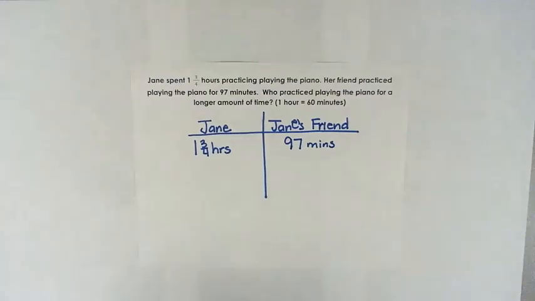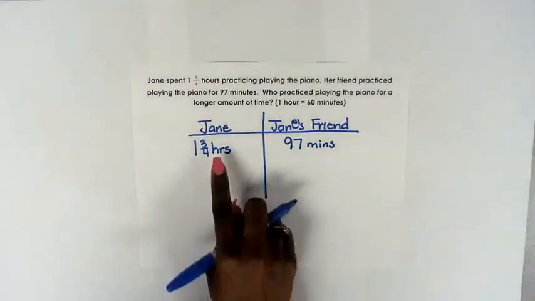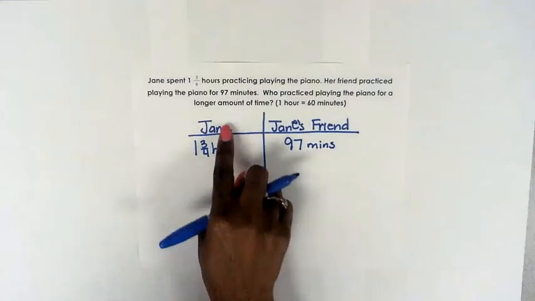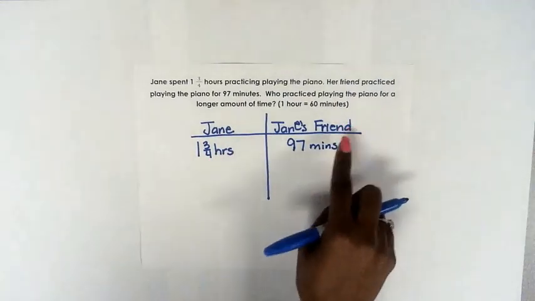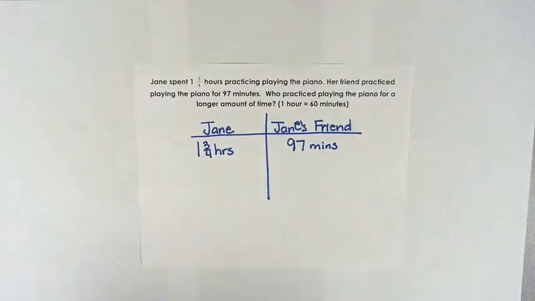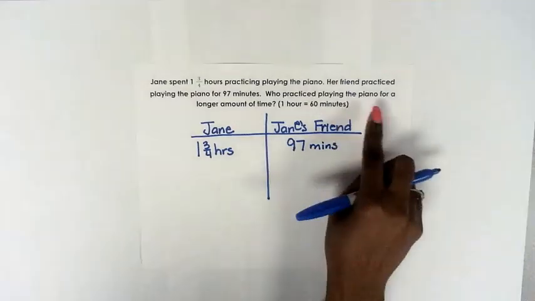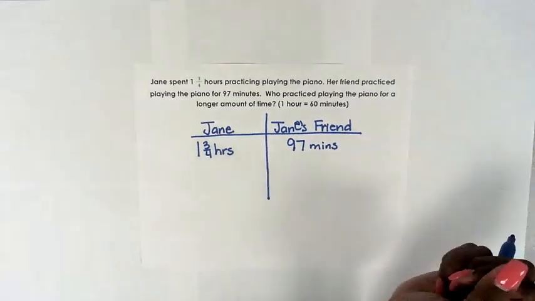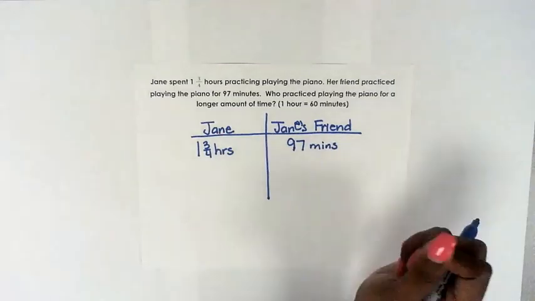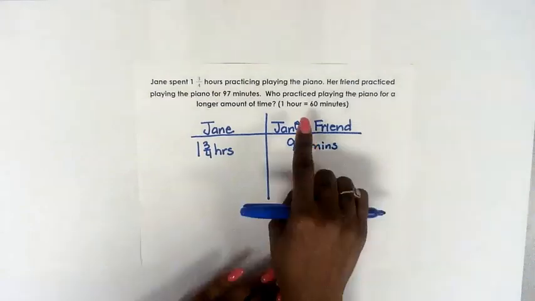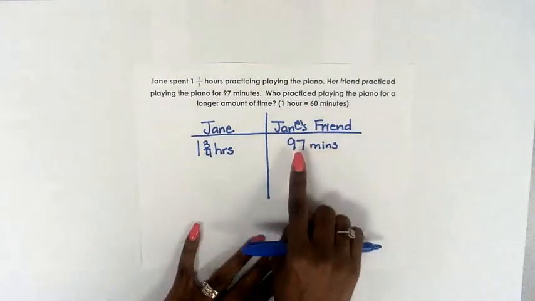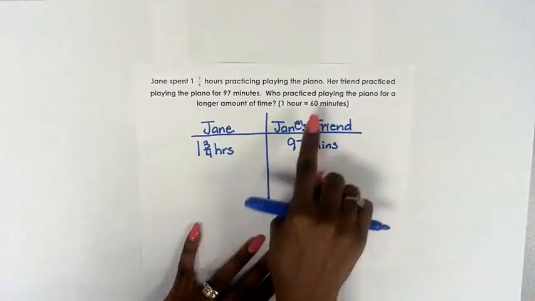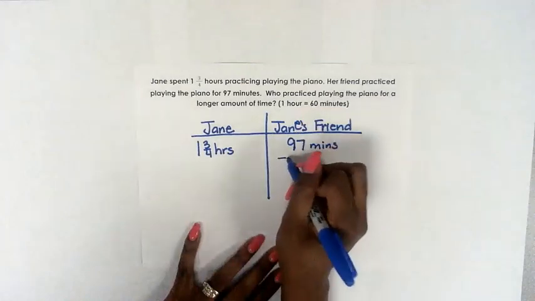I can see that the amounts of times were given in different units. Jane practiced the piano in hours, and Jane's friend's time is given in minutes. I know I will need to convert in order to determine who played the piano for a longer amount of time. I'll start with Jane's friend first. I know that I was given the information that 1 hour is equal to 60 minutes. I can see that Jane's friend practiced playing the piano for more than an hour. So I'll subtract 60 minutes to show that.